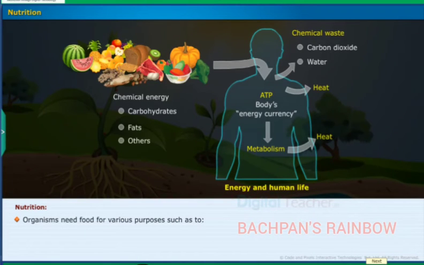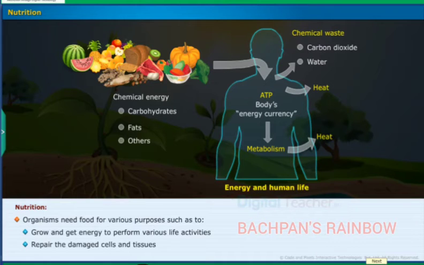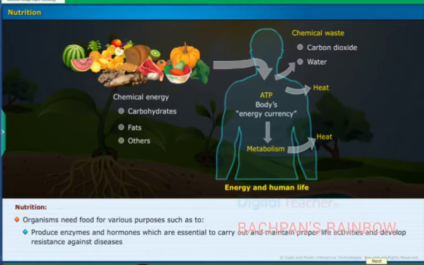Organisms need food for various purposes such as to grow and get energy to perform various life activities, repair the damaged cells and tissues, produce enzymes and hormones, which are essential to carry out and maintain proper life activities, and develop resistance against diseases.